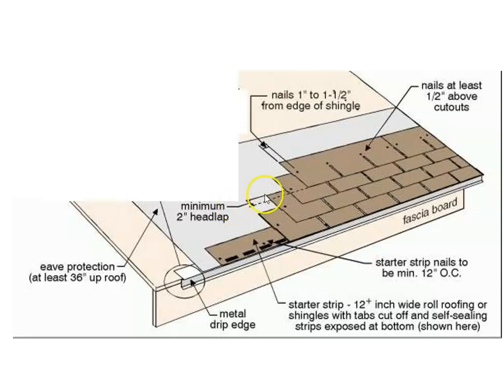And the head lap of the shingles. So again, it's kind of like fish scales, which are here to shed water, and roughly about half of the shingle actually overlaps.